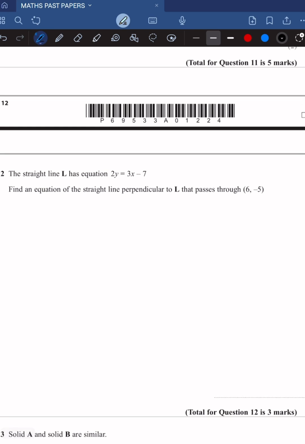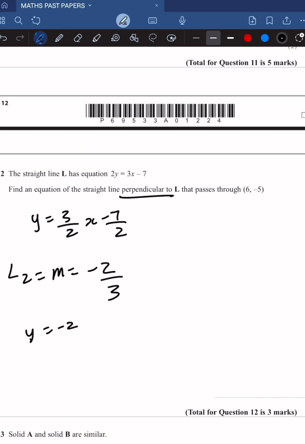The straight line L has equation 2y equals 3x minus 7. Find the equation of the straight line perpendicular to L. So first we need to find the gradient. Let's rewrite this equation as y equals 3 over 2 x minus 7 over 2. So the gradient is 3 over 2, however we want to find the perpendicular. So we flip it and make it negative. So let's write L2, m, so the gradient is minus 2 over 3.